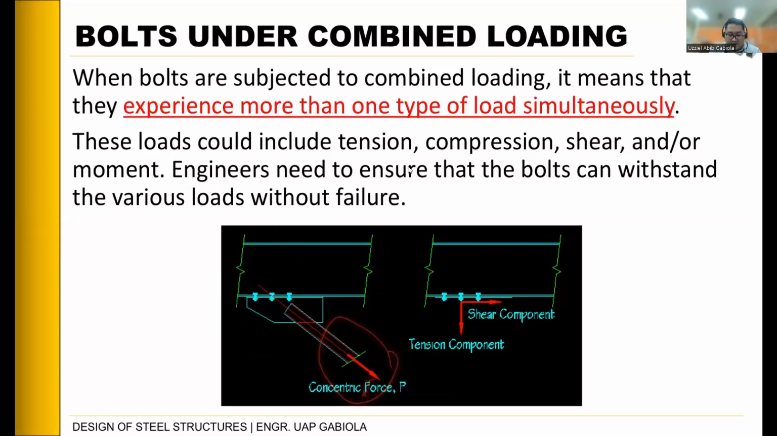And when we analyze the connection of that member, our gusset plate together with the beam that we are trying to connect to the tension member, we can get the components of that concentric force. And it will be applied as a shear and a tension force on our bolt connection. So, that is where we can consider the effect of having combined loading.